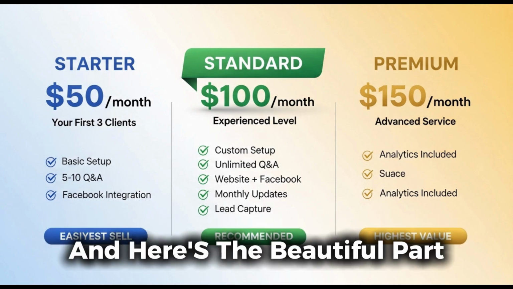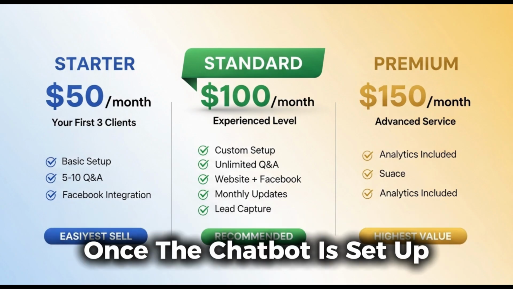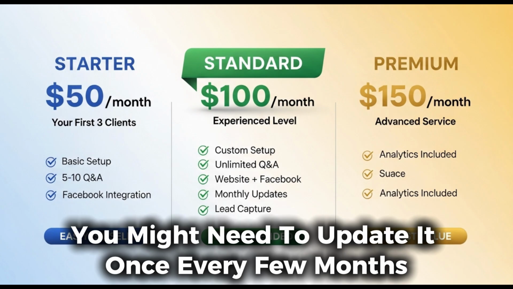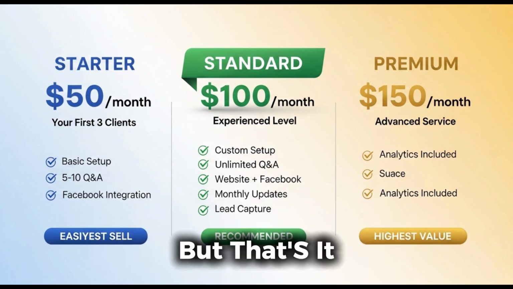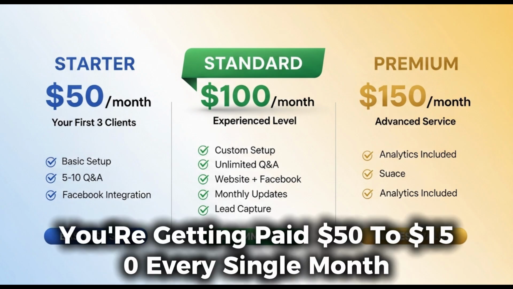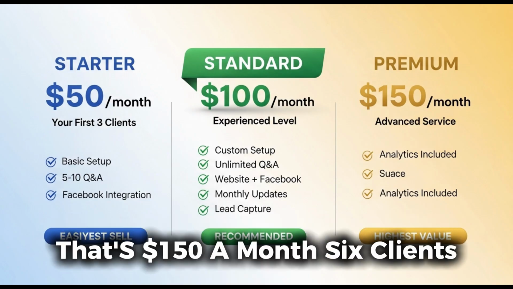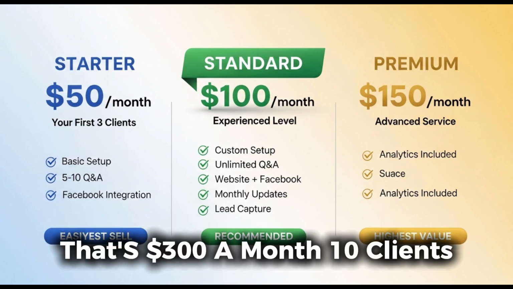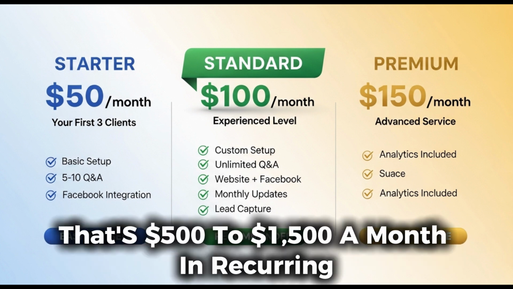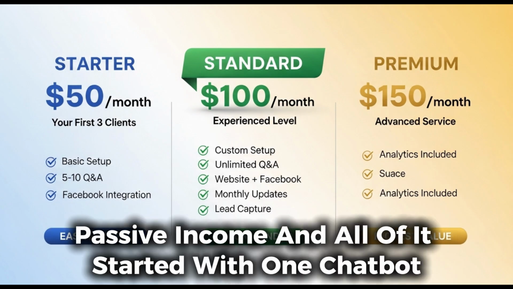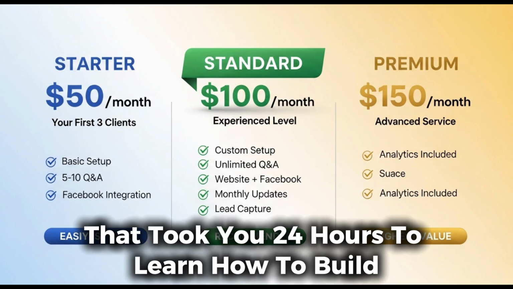And here's the beautiful part. Once the chatbot is set up, it runs on autopilot. You might need to update it once every few months, but that's it. You're getting paid $50 to $150 every single month for something you built once. If you get 3 clients at $50 each, that's $150 a month. 6 clients? That's $300 a month. 10 clients? That's $500 to $1,500 a month in recurring passive income. And all of it started with one chatbot that took you 24 hours to learn how to build.